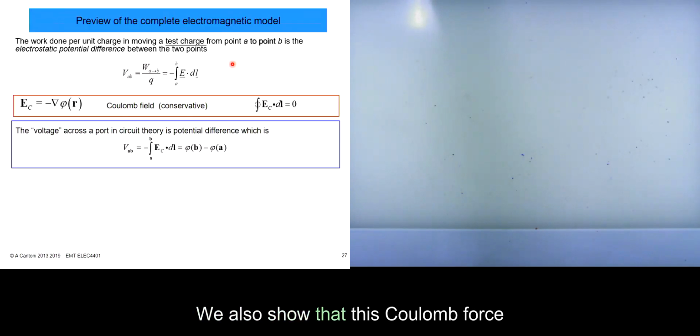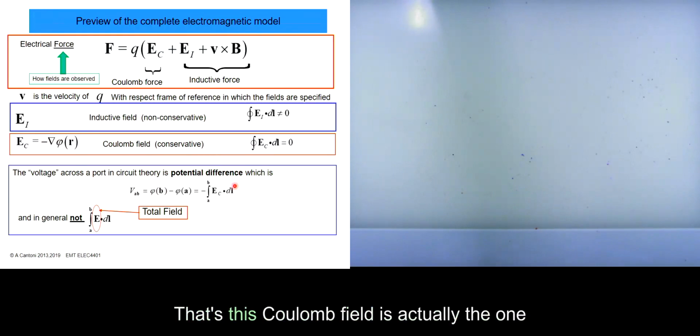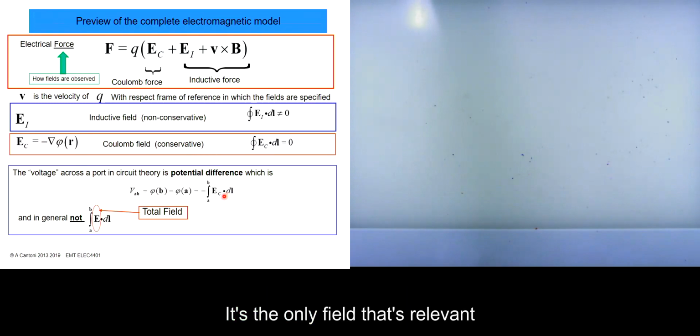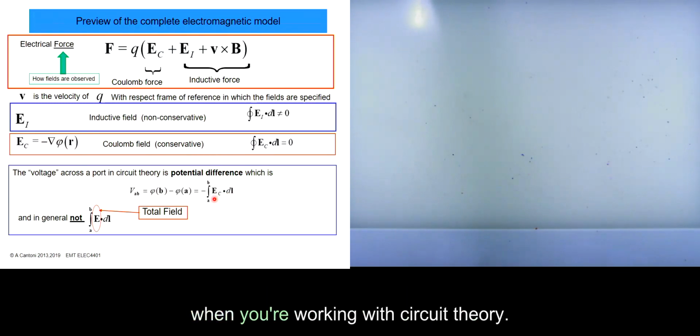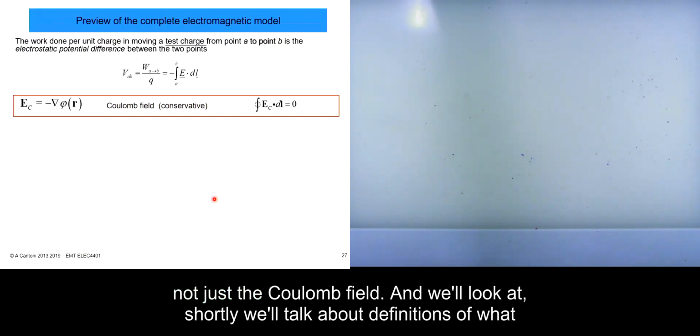We also show that this Coulomb force is a conservative force field, and that's the one that leads to potential difference. This Coulomb field is the one you deal with when you use circuit theory. It's the only field that's relevant when you're working with circuit theory because it describes potential differences. But there are other parts of the electric field as well, not just the Coulomb field.